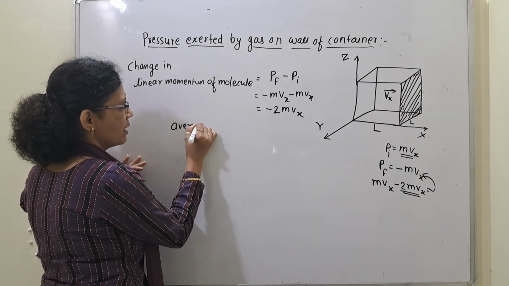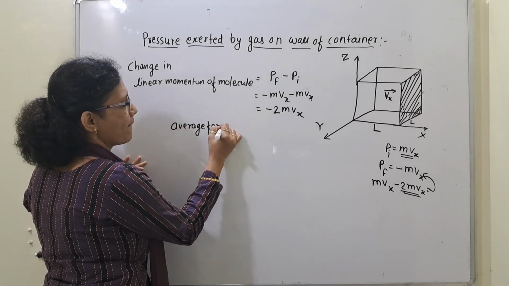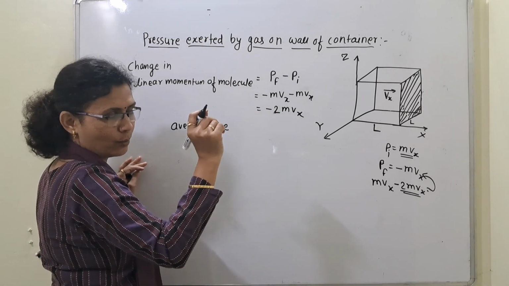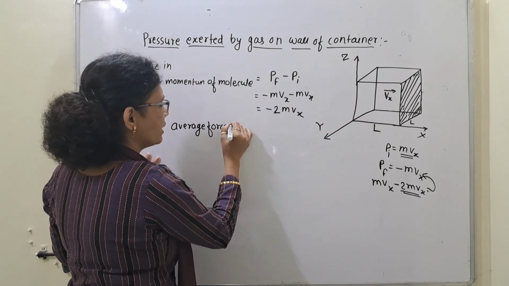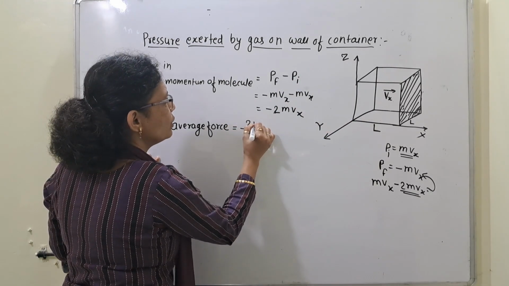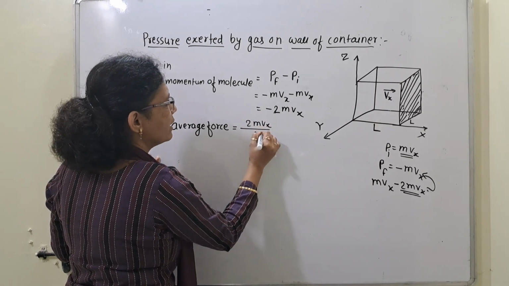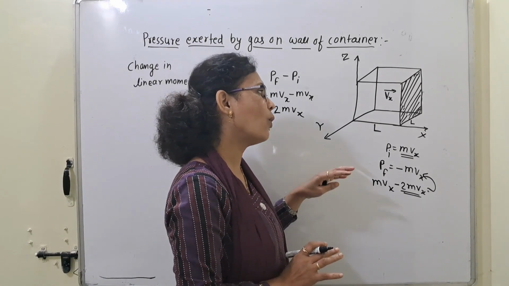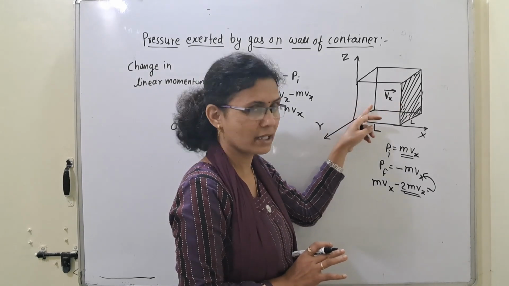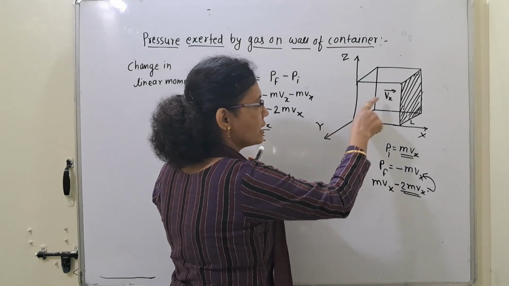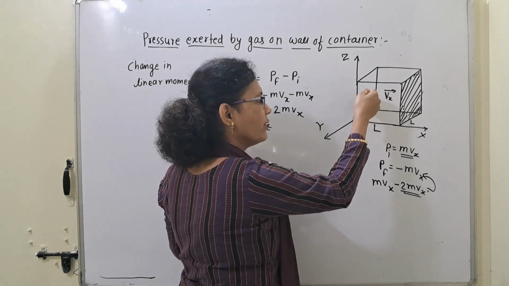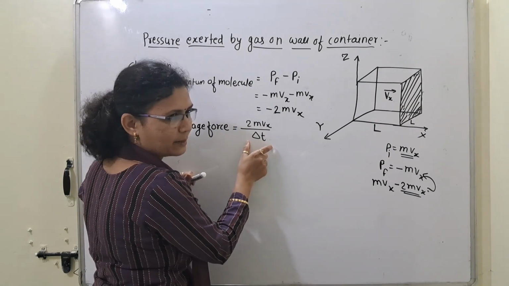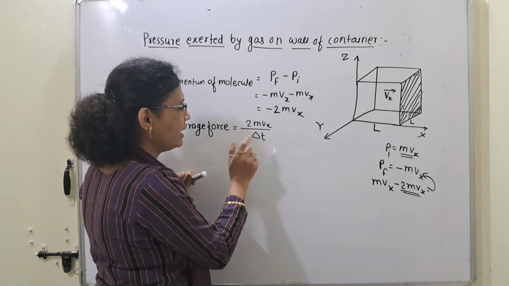So what will be the average force? The average force applied or exerted by this single molecule on that wall of the container is given by 2mvx divided by delta t. What is this delta t? Delta t is the time required for the collision. It collides with this wall, comes back and collides with this wall again. Between these two collisions, it requires the time delta t.